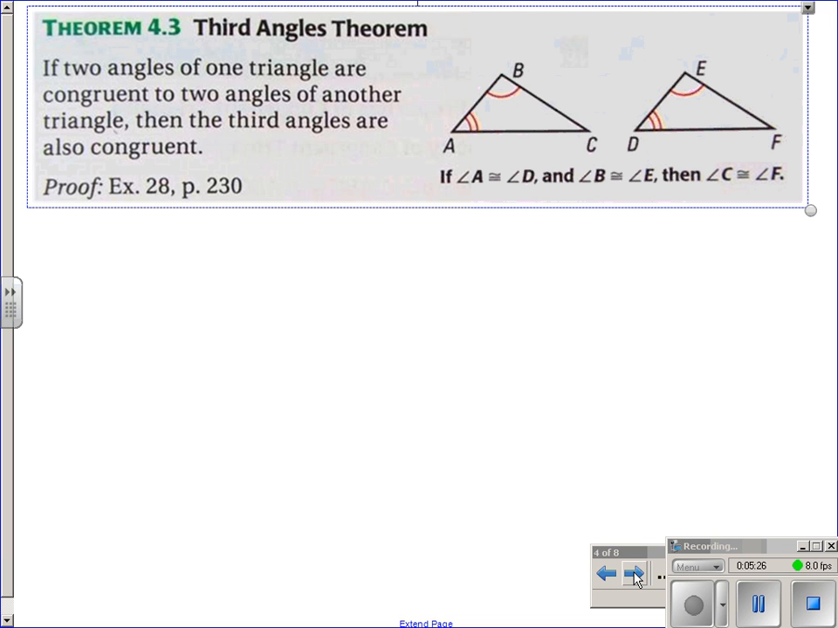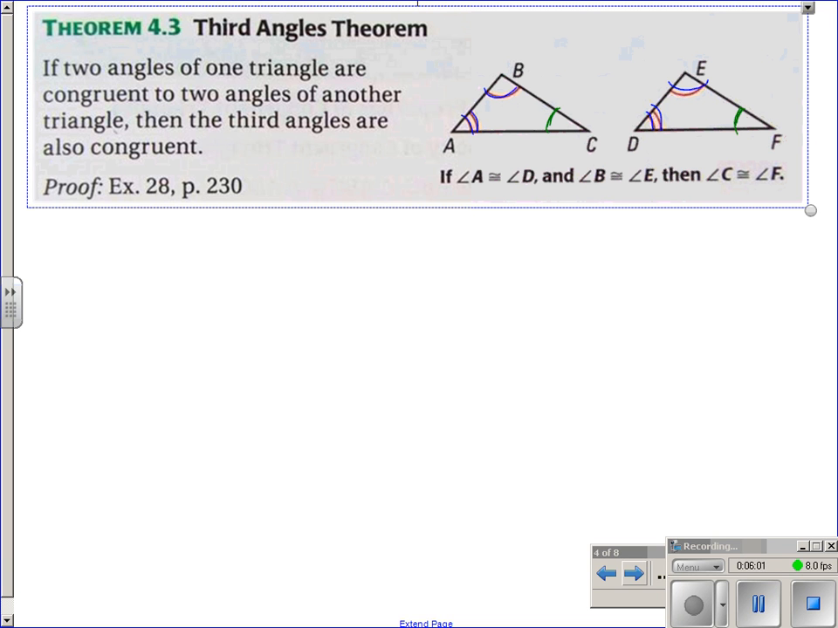For this theorem, take a second, copy it down. This is an important one. This theorem says that in two triangles, if you already have two pairs of congruent angles, we've got angle B congruent to angle E, we've got angle A congruent to angle D. If you've got two pairs of angles congruent, this third angles theorem forces that third pair of angles to be congruent to each other.